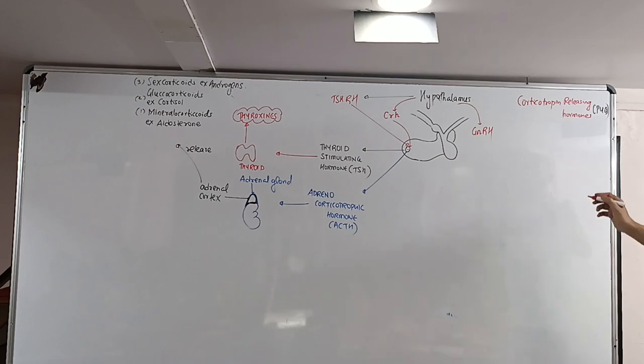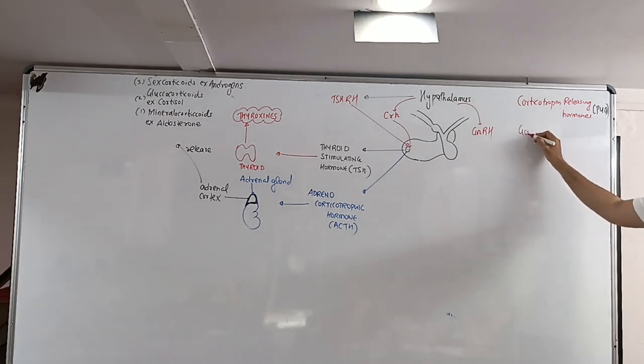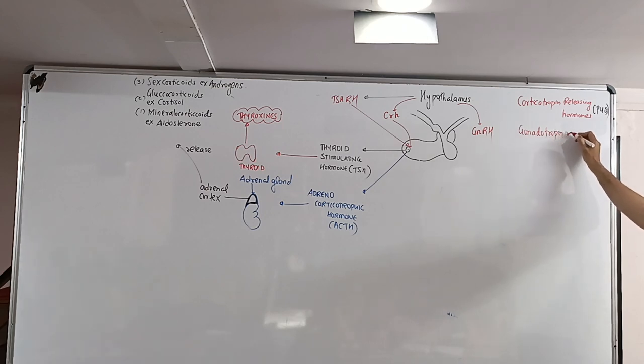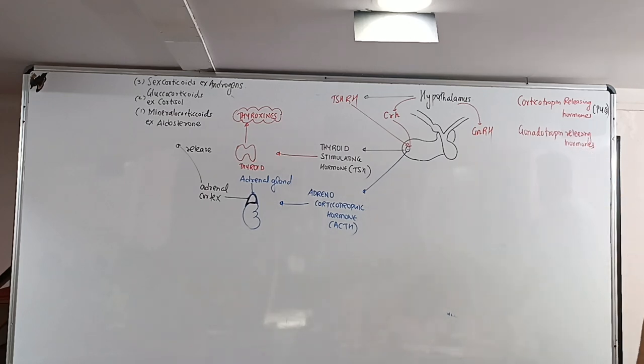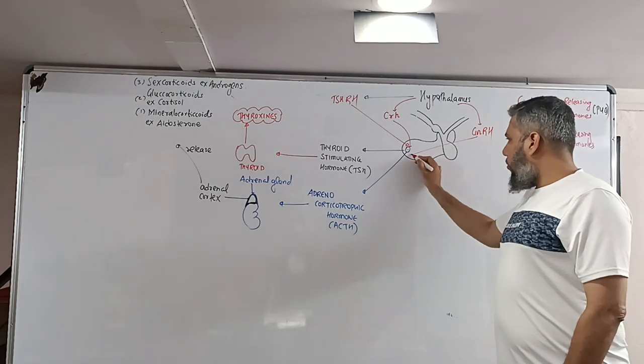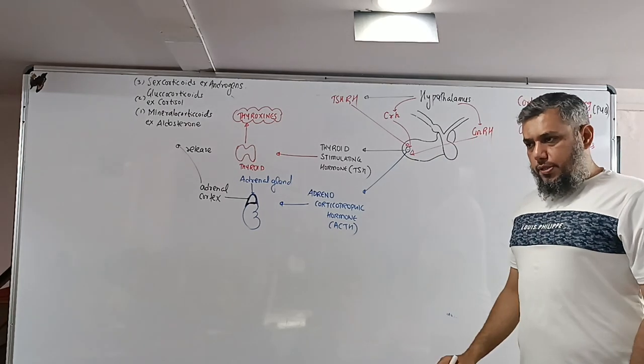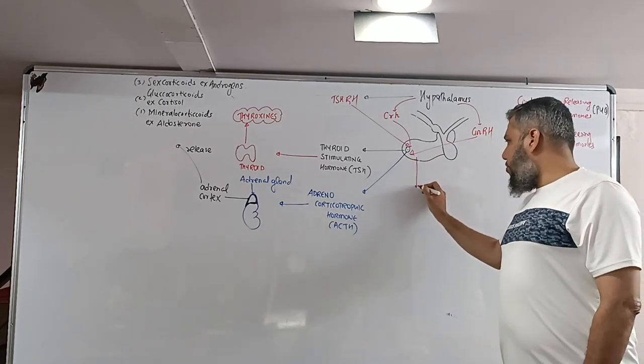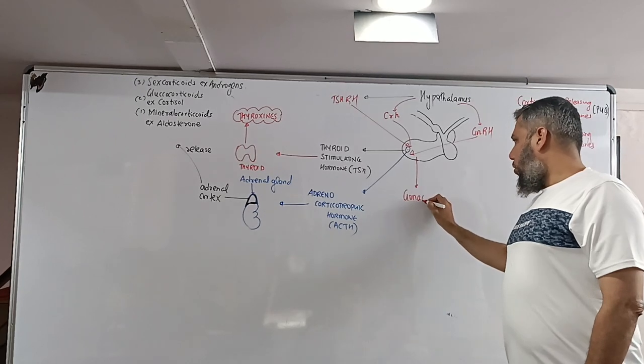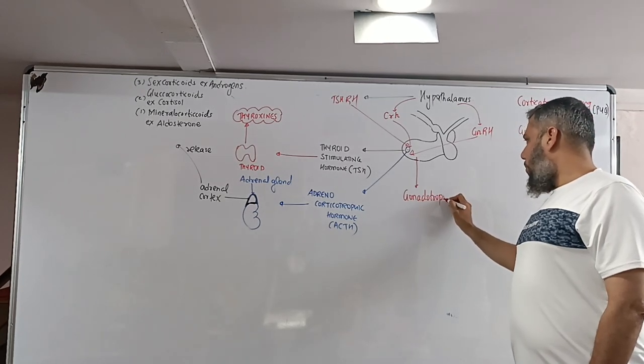GnRH. That is gonadotropin releasing hormone. What is the name of the hormone? Gonadotropin releasing hormone. Will act on whom? Pars distalis. And that will start the production of gonadotropins.